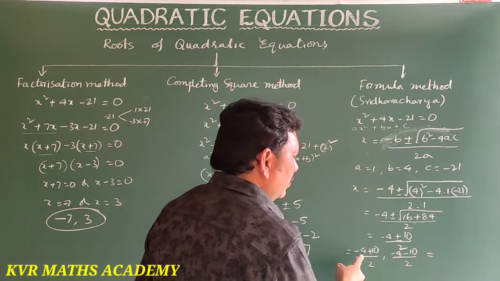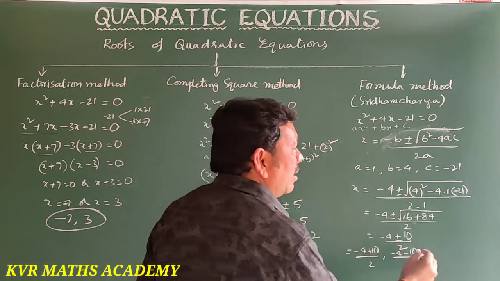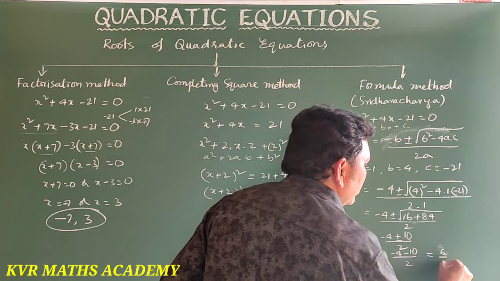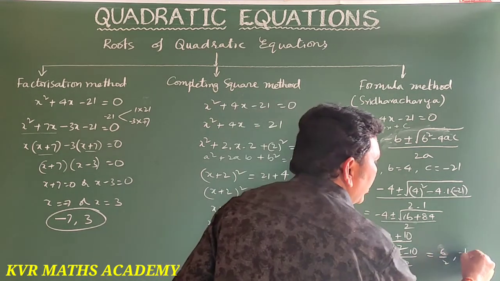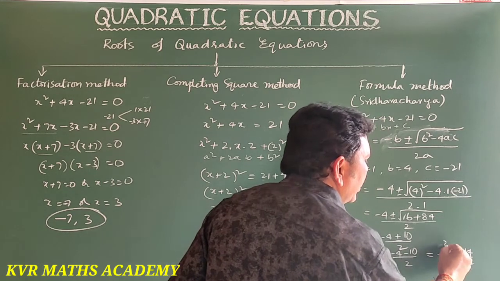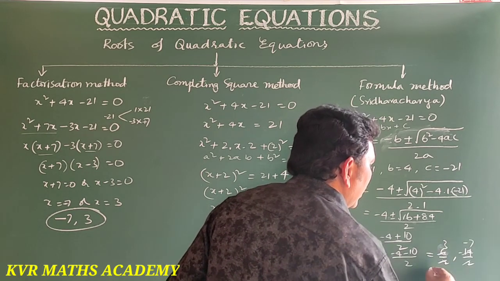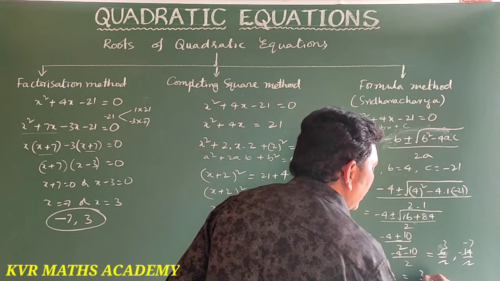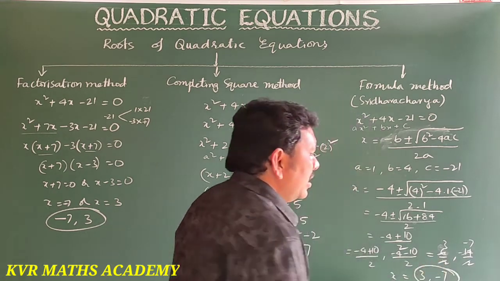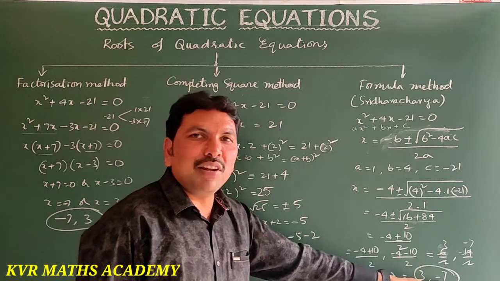So that is equal to minus 4 plus 10, which is 6 by 2, comma, minus 14 by 2. So 2 3s are 6 and 2 7s are 14, minus. So x is equal to 3 or minus 7. So these are also 3 and minus 7 we got.